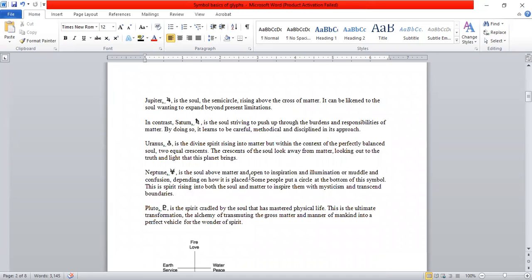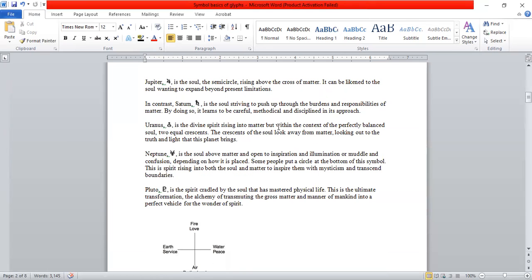Jupiter. Now the Jupiter and the Saturn ones are going to be opposite here. Jupiter is the soul, the semicircle rising above the cross of matter. It can be likened to the soul wanting to expand beyond present limitations. In contrast, Saturn is the soul striving to push up through the burdens and responsibilities of matter. By doing so, it learns to be careful, methodical, and disciplined in its approach. And again, this symbol here shouldn't have the little flippy thing on the end. It should really just be that half moon looking, if you were to draw it correctly.